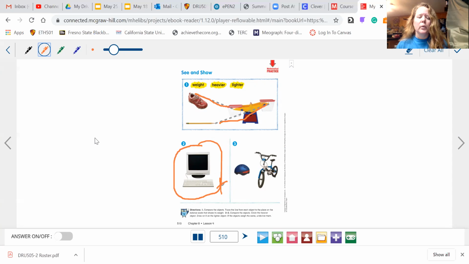the heavier one. Okay, so now we have a helmet and bicycle. That sounds fun. I hope you're getting some time outside where you do something like this. Which one is heavier? Heavier. And which one is lighter? Okay.